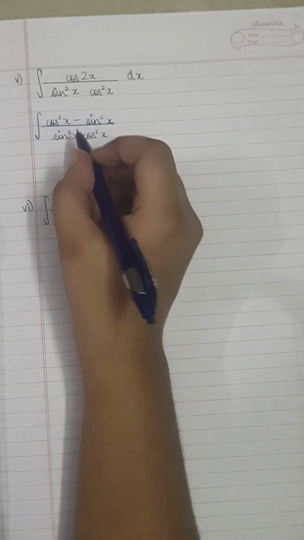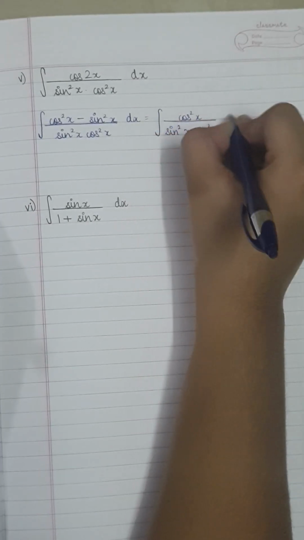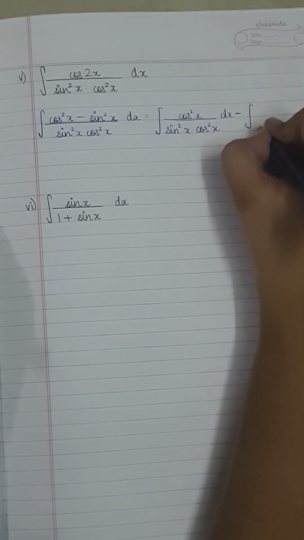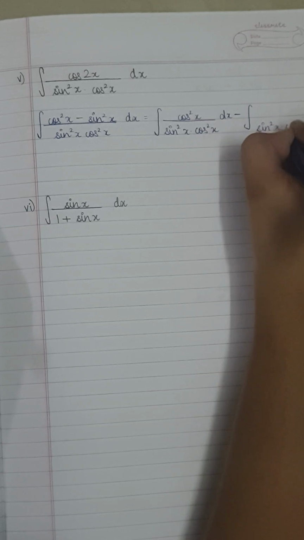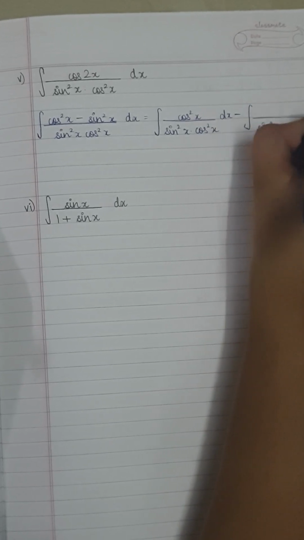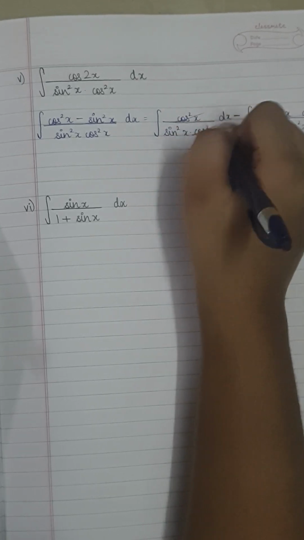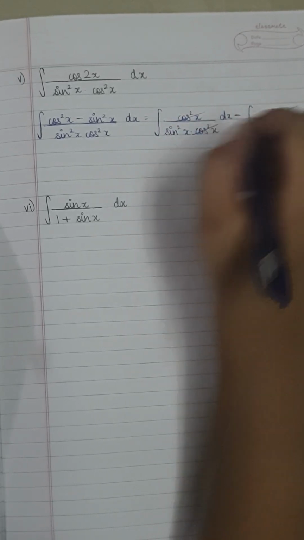So having that written down, cos 2x is cos square x minus sin square x upon sin square x cos square x. Adding the dx, you can write it as cos square x upon sin square x cos square x dx. That means you're just breaking down the integration, minus integral of sine square x by sine square x cos square x dx. Cos square x cancels off with cos square x, sine square x cancels off with sine square x.